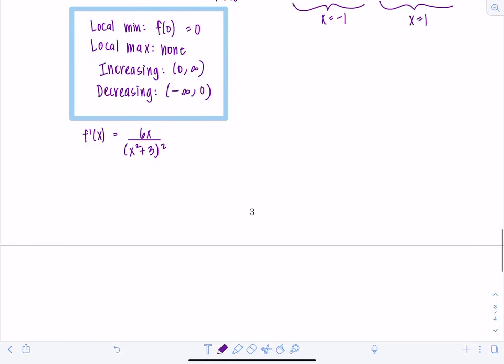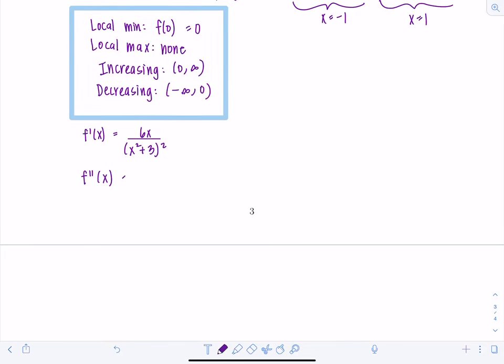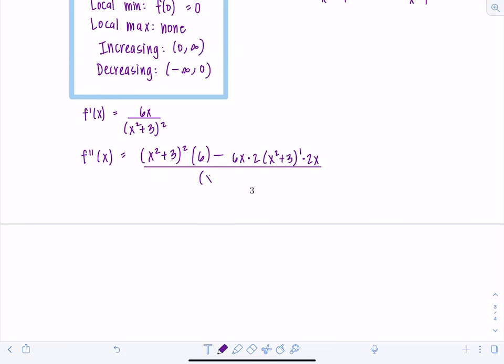So now let's go ahead and take another derivative. So f double prime of x is going to be the denominator, x squared plus 3 squared, times the derivative of the numerator, which is 6, minus the numerator, so 6x, times the derivative of the denominator. So I'm going to need to use the chain rule. I'm going to have times 2 times x squared plus 3, which is now to the first, and then times the derivative of x squared plus 3, which is 2x. Over, in the denominator, I'm going to have x squared plus 3 squared squared, so x squared plus 3 to the 4th.